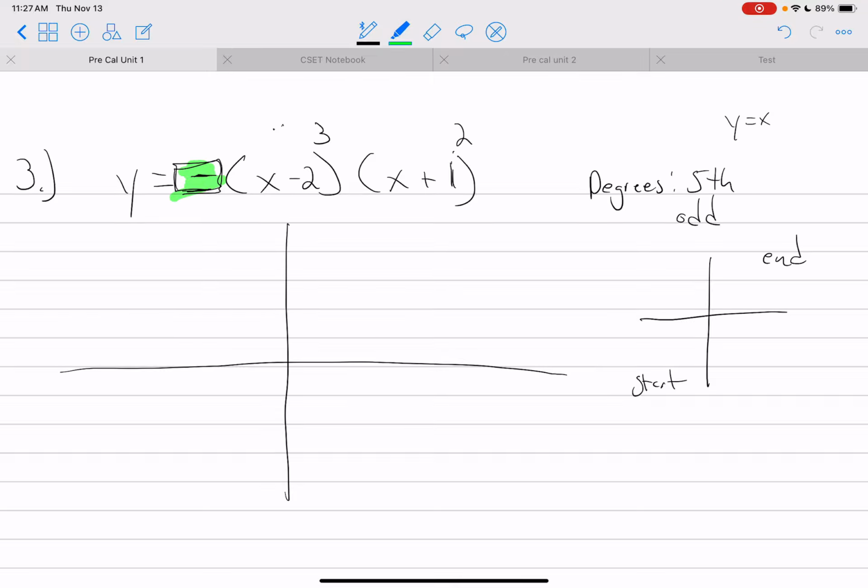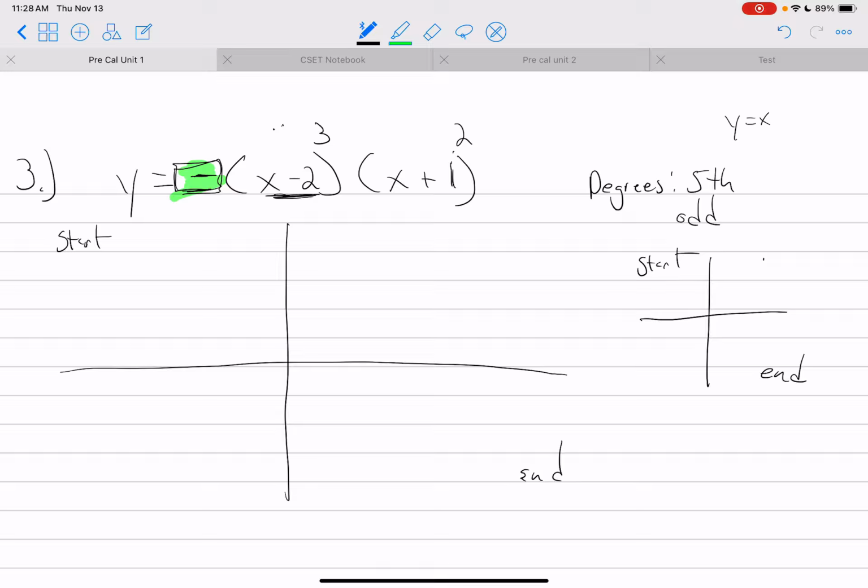But since this is an odd, but the a value is negative, it's going to do the opposite of that. So it's going to start at the top, and it's going to end at the bottom because of that a value being negative. Okay, so let me see. I said I'm going to start at the top and end at the bottom. All right, let me find my roots.